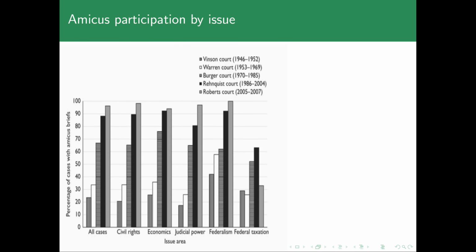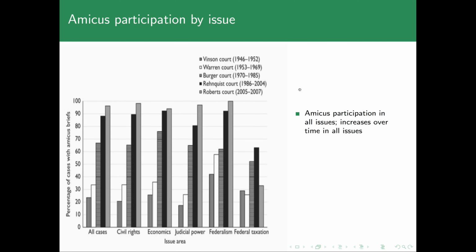Okay, let's look at amicus participation by issue. Here on the y-axis we have the percentage of cases with amicus briefs. And if you follow me along the x-axis, here we have the total number of cases. Here we have civil rights, economics, judicial power, federalism, federal taxation. The different colored bars refer to the Chief Justice at the time.